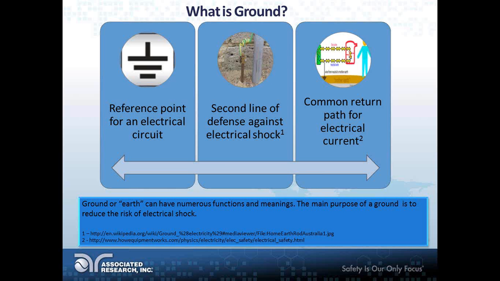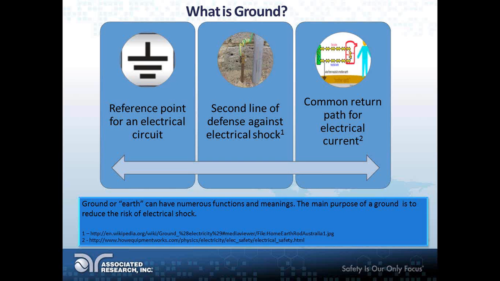But when we're talking about it here, ground or earth can have numerous functions and meanings. But the main purpose of the ground for what we're talking about in this webinar is to reduce the risk of electrical shock. It's essentially a reference point for an electrical circuit. As most of the people who are listening know, when you apply a voltage, voltage is a force. So it's being applied from point A to point B, let's just say. Or in terms of an electrical circuit, you have your source sourcing the voltage, and it's going to drop down to your reference point, and then of course the current comes back and returns to the source.